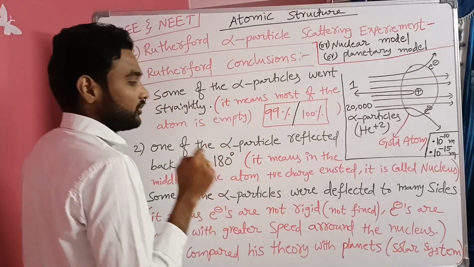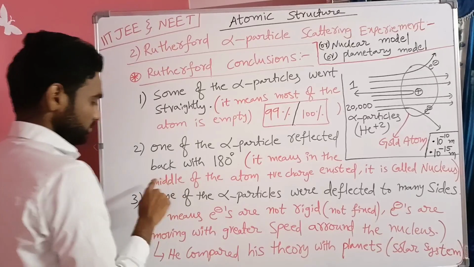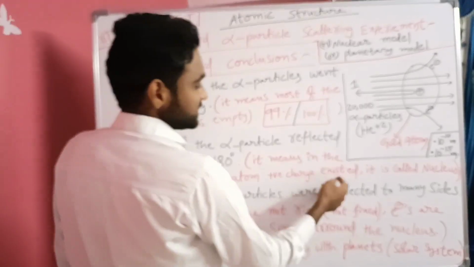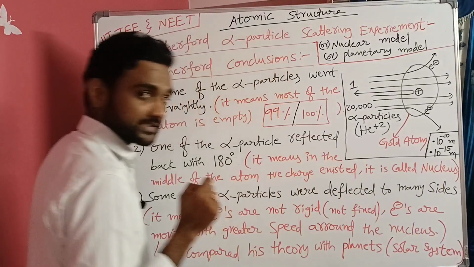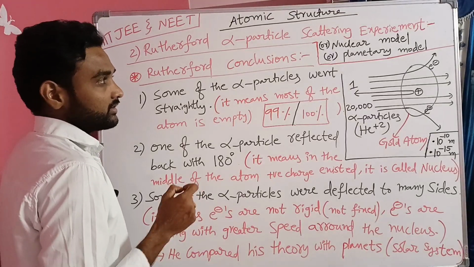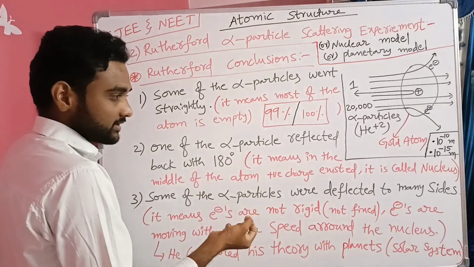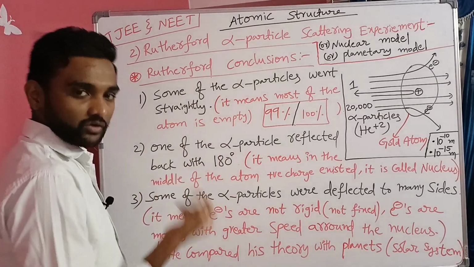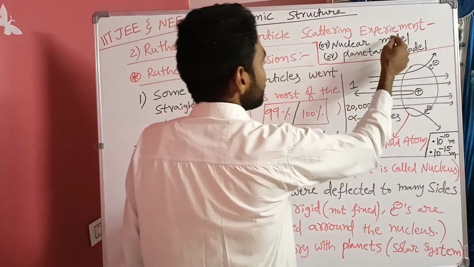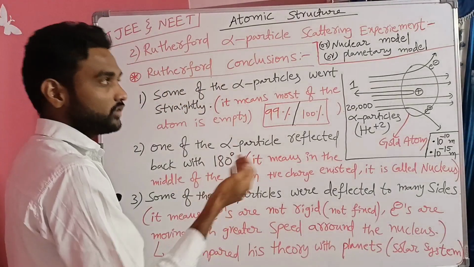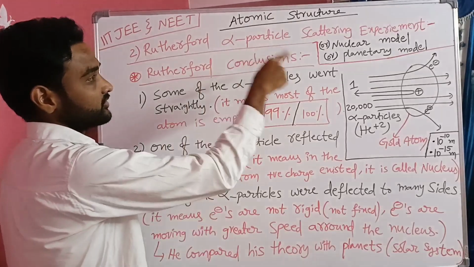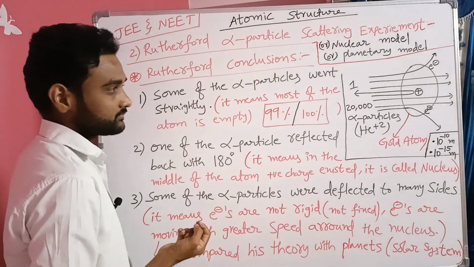It is called the nucleus. It means in the middle of the atom, positive charge existed. It is called the nucleus. Remember, because of this nucleus, his theory is also called the nuclear model. He was the one who discovered the nucleus. So this theory is also called the nuclear model.